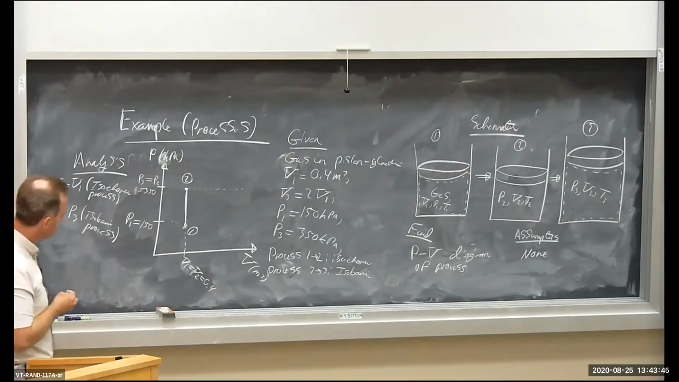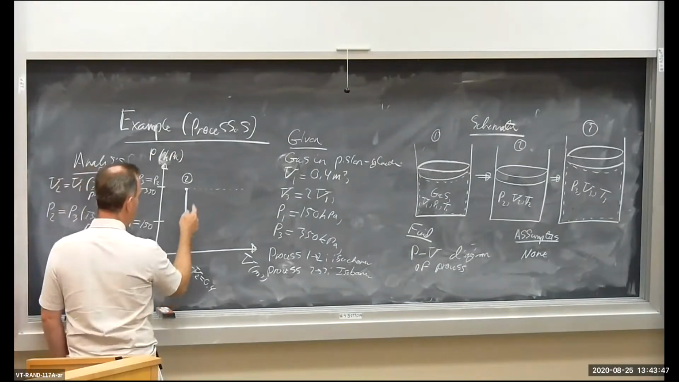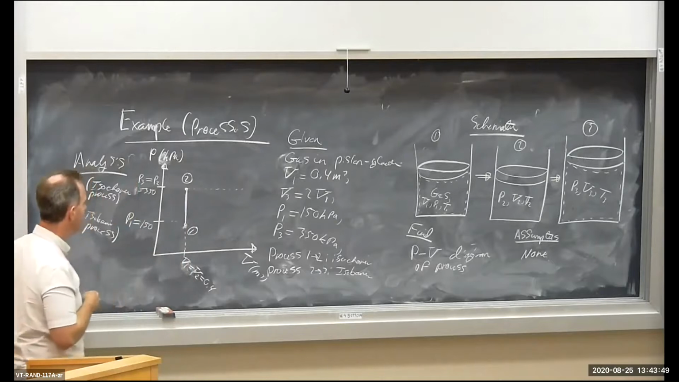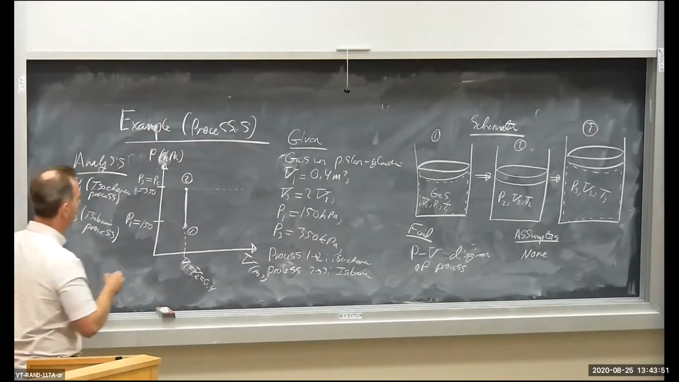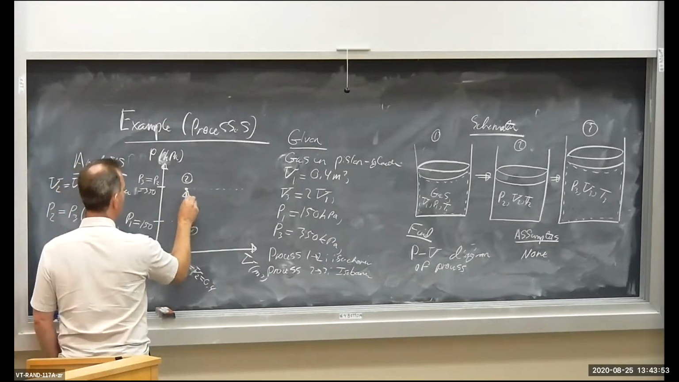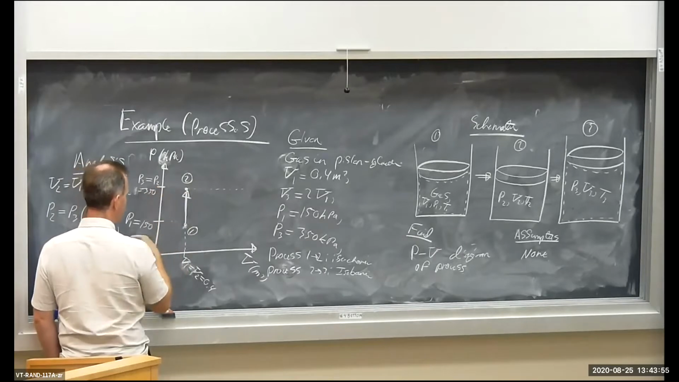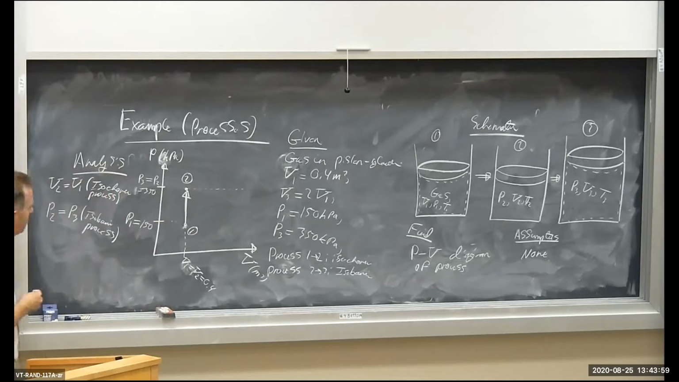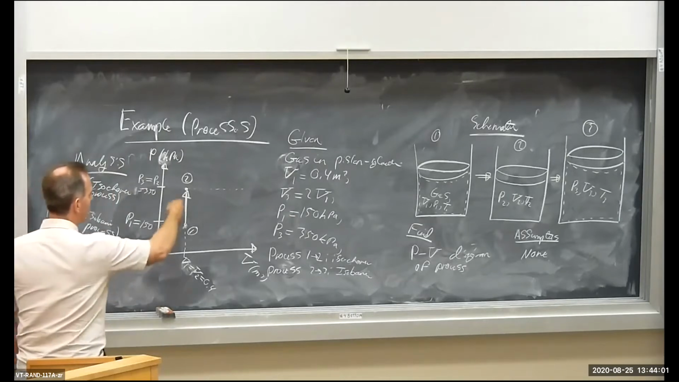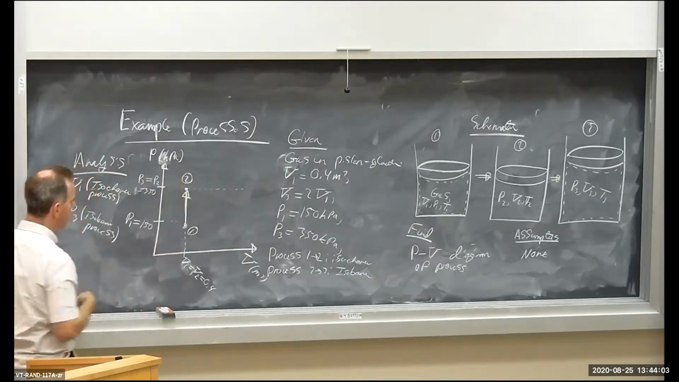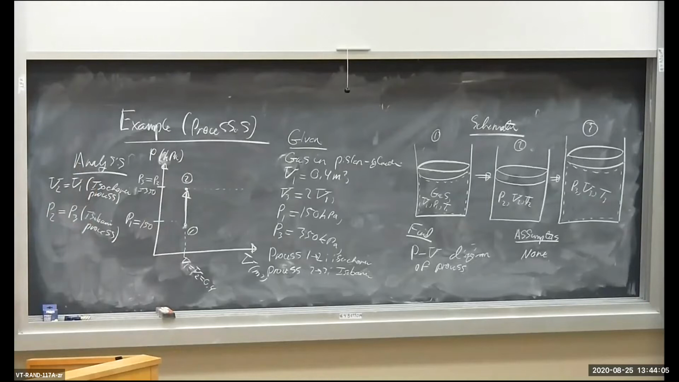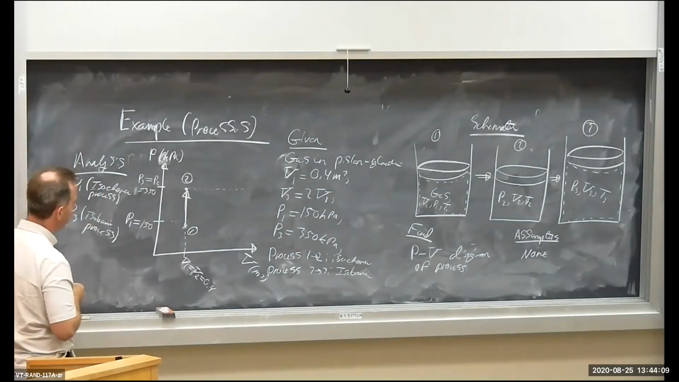Okay? So 1 to 2, that's process 1 to 2. We know P2, we know the volume, we know the initial pressure. It's isochoric, so it has to move on this vertical line. So process 1 to 2 is a vertical line from P1 up to P2, which is equal to P3.